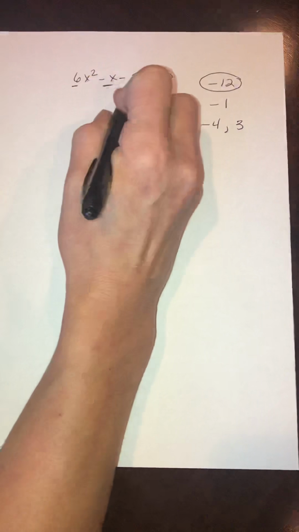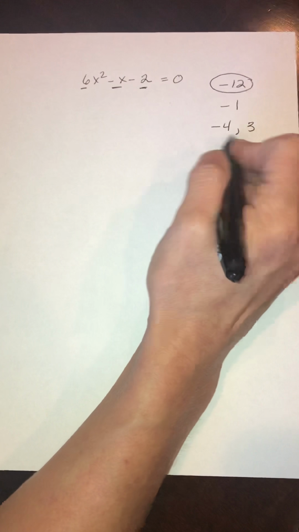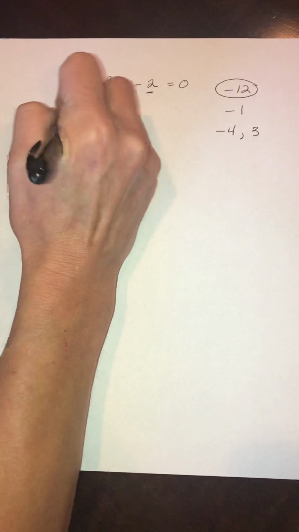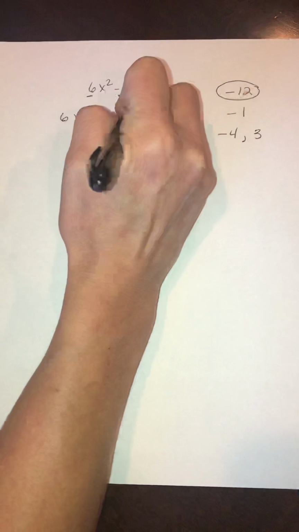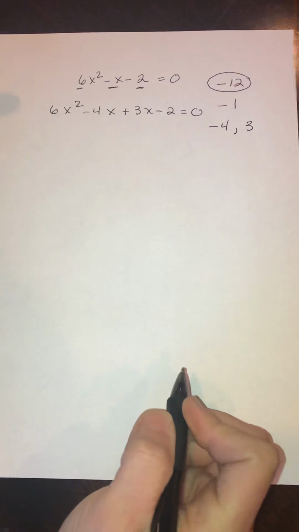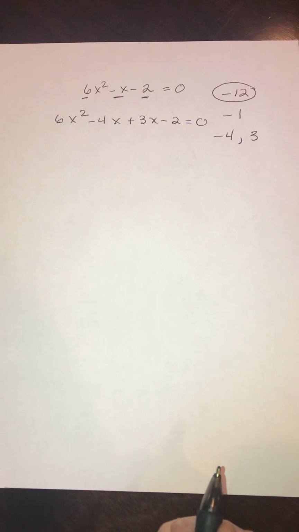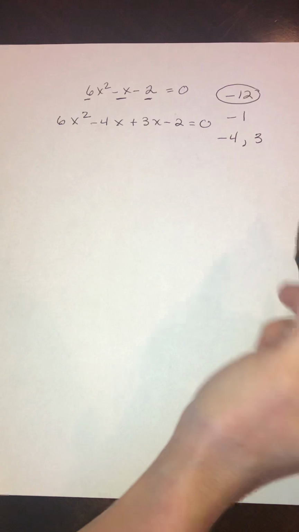So I'm going to rewrite the trinomial. I'm not going to change the problem. I'm just going to rewrite it, but I'm going to split up the middle term. And I'm going to write 6x squared minus 4x plus 3x minus 2 equals 0. So I haven't changed the problem at all. I've just rewritten it using these two numbers instead of negative 1x.